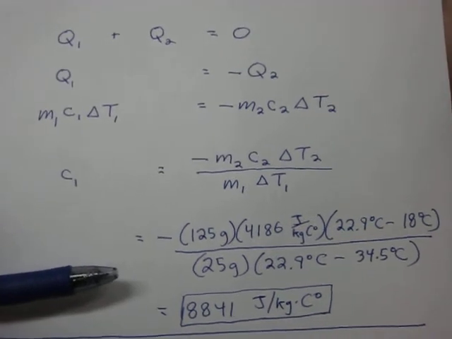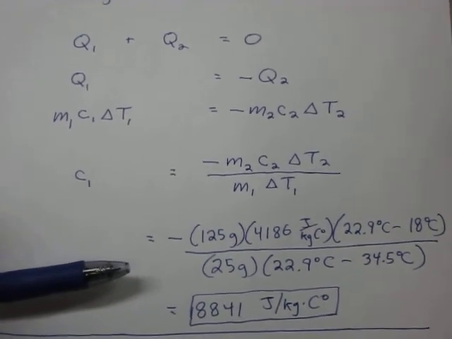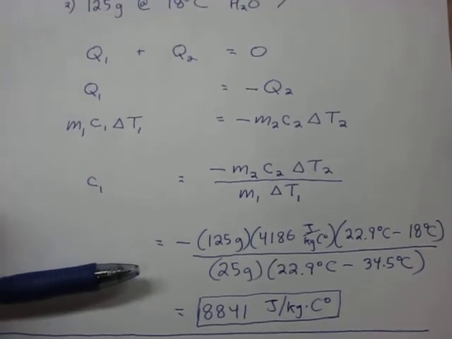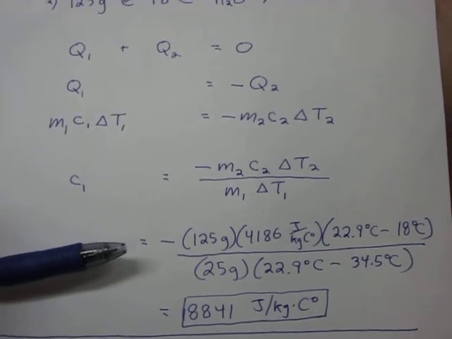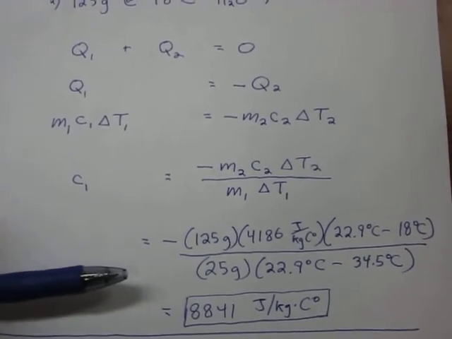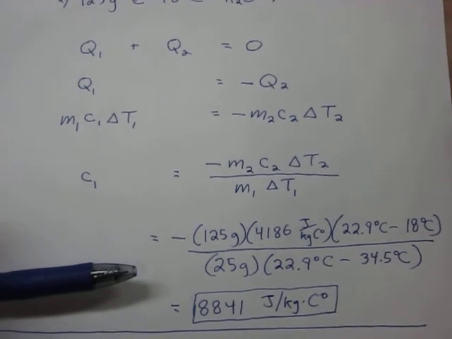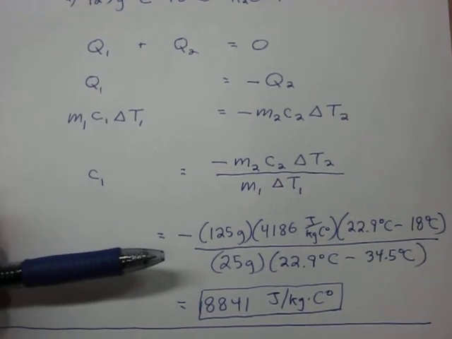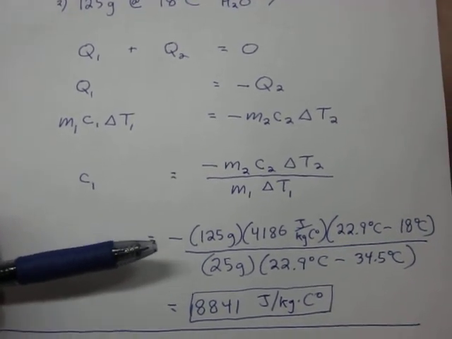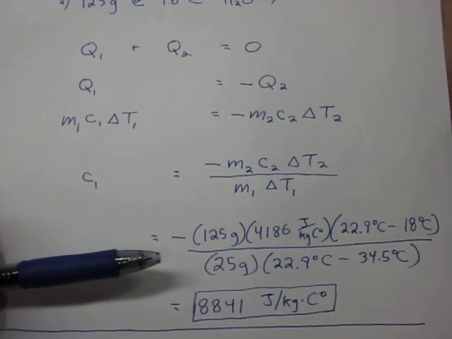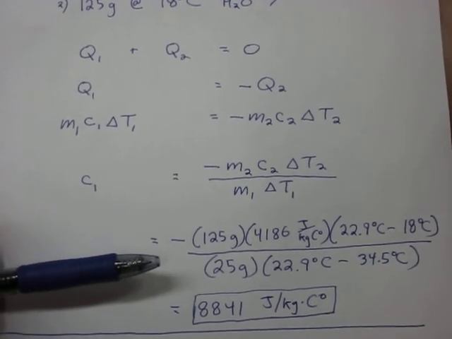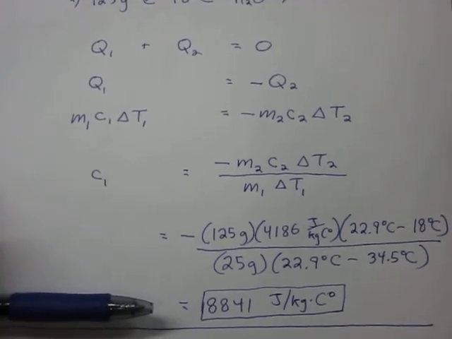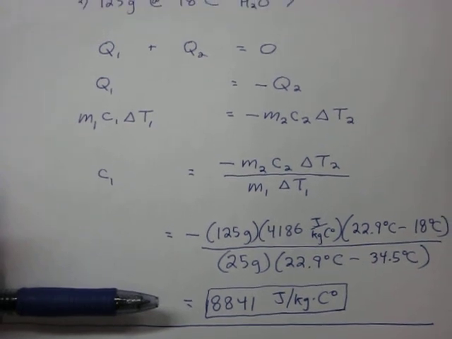Plugging in those numbers, the second mass is 125 grams times the specific heat of water, 4186 joules per kilogram Celsius degrees, times change in the temperature of the water, final minus initial, divided by 25 grams and the change in temperature of the material. And notice, as I've done in class, I don't really care to convert these masses to kilograms because whatever the units are, they're going to divide out anyway. The 125 over 25, no matter what units that's in, is just a ratio of the masses. And in the end, we get a specific heat of 8841 joules per kilogram Celsius degrees.